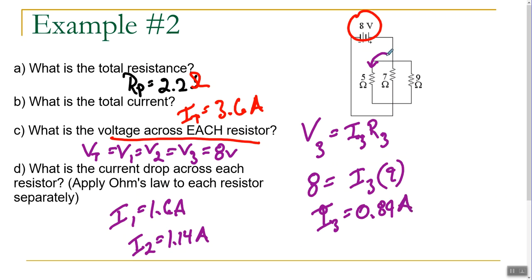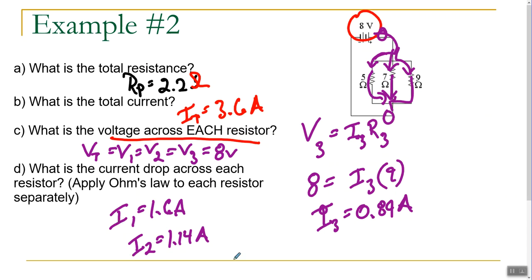According to Kirchhoff's rule, my current is going to be splitting up into three branches and then coming back together. So the total current I started with up here is going to be equal to down there. Well, what is 1.6 plus 1.14 plus 0.89? And that gets you pretty close to your original current.